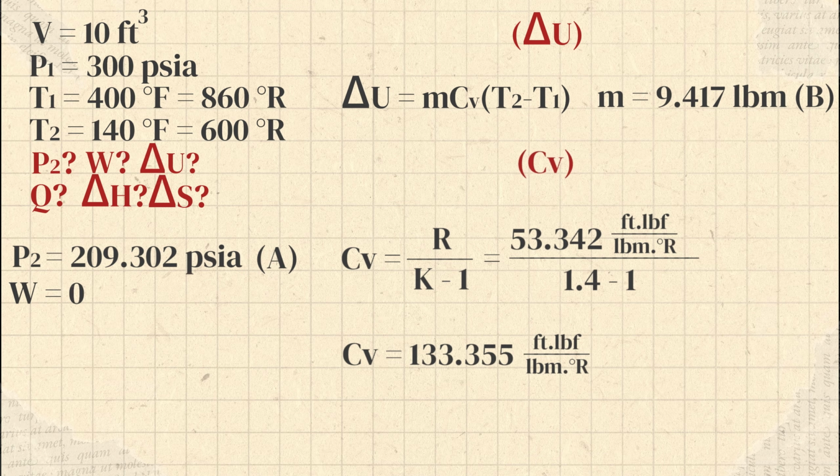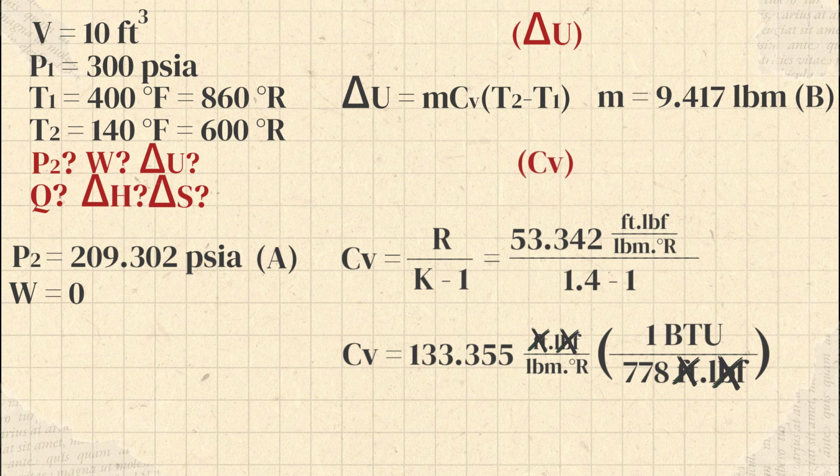So, okay na yan, pero kasi kadalasan pag English units ang ginagamit natin BTU. So, i-convert natin yung foot-pound force into BTU. So, 1 BTU is equivalent to 778 foot-pound force. So, makakancel yung foot-pound force. Ang matitira, 0.1714 BTU per pound mass degree Rankine. So, store natin sa C.